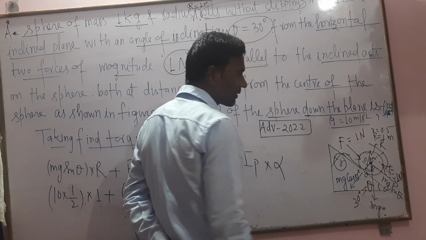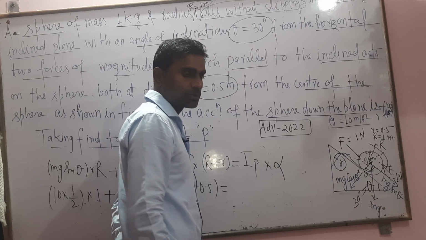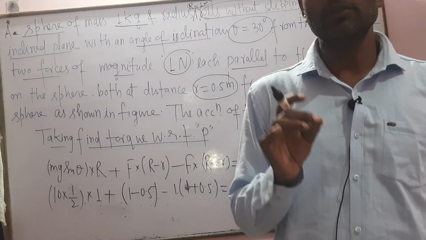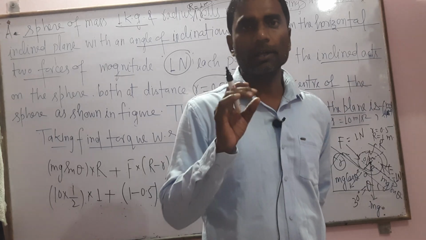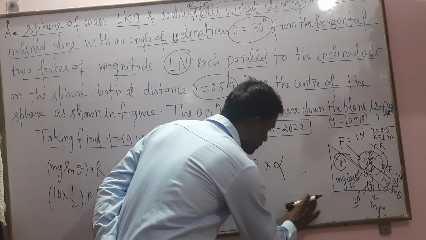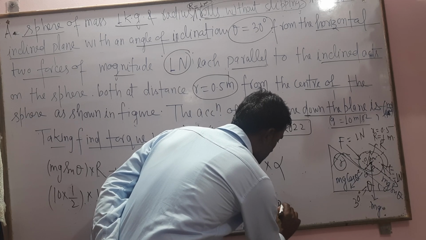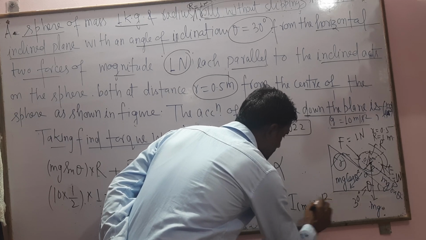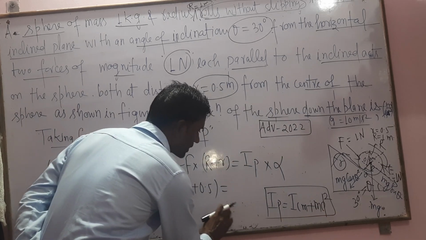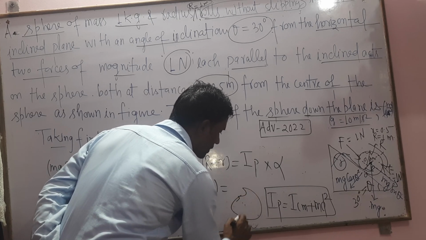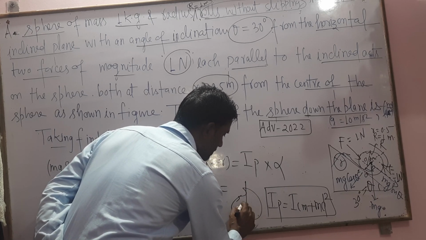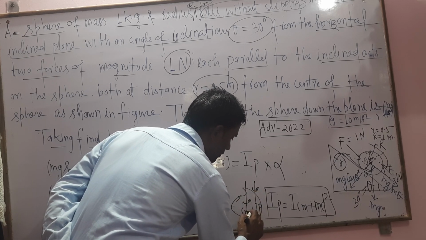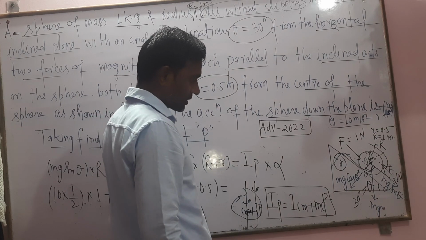I_P is the moment of inertia with respect to point P, which we find using the parallel axis theorem. The parallel axis theorem says I_P equals I_CM plus M D squared. If a body has moment of inertia I_CM about its center of mass, and we need it about point P at distance D, we use this theorem.